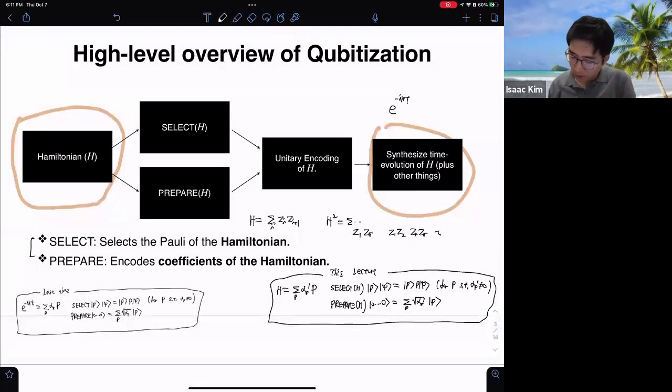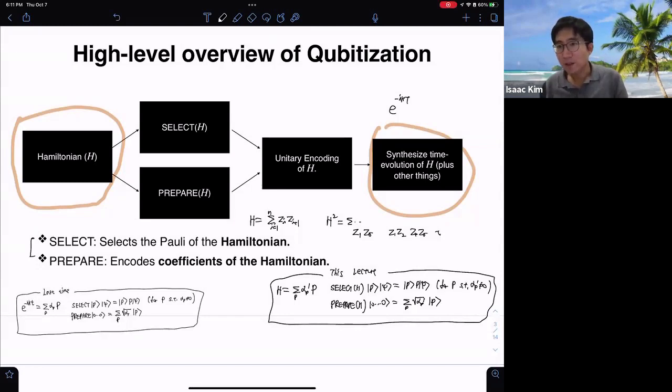Compare that to just the select of H. In that case, if the sum is from i equals 1 to n, you only have n different terms. So you can already guess that the select of this form will be much simpler and much cheaper to implement than the select on the left-hand side. The number of non-zero coefficients will be much smaller as well. So also for the prepare, it's likely that we will get a reduced cost.